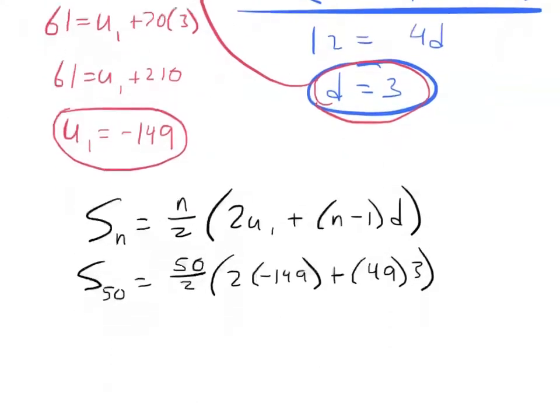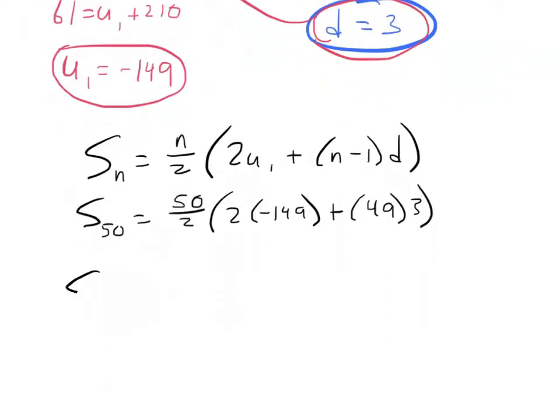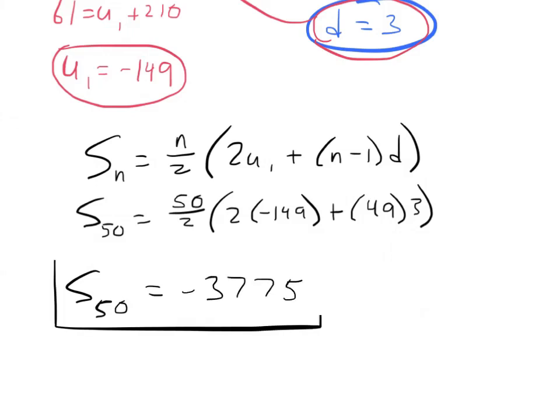And this is one of those places where this will be a calculator problem. So S50 is negative 3,775. And that's our sum. So I hope those problems made sense.